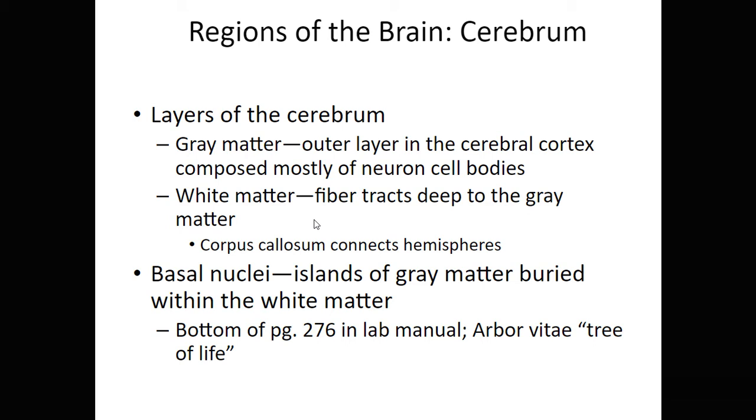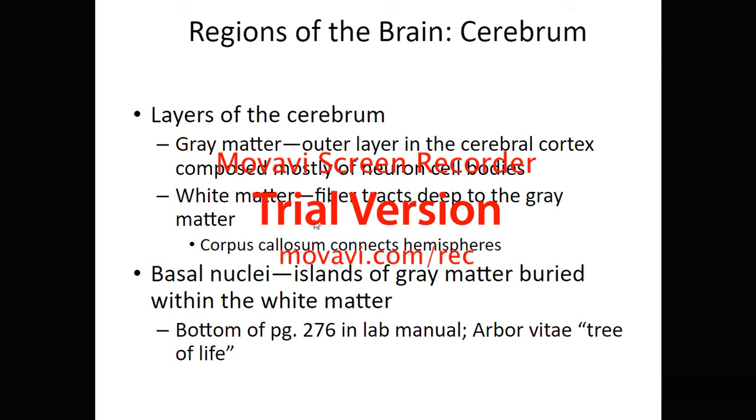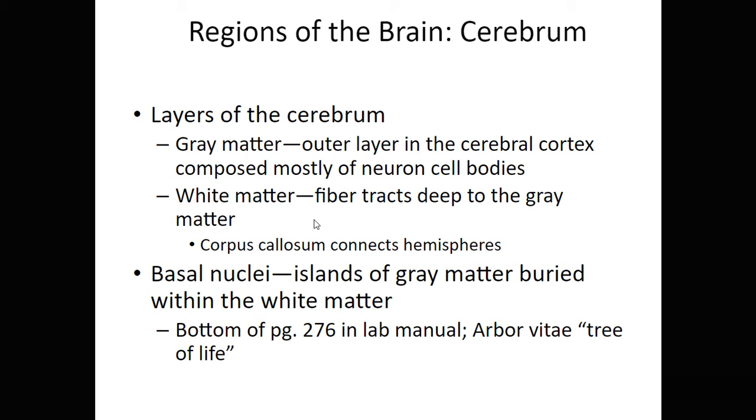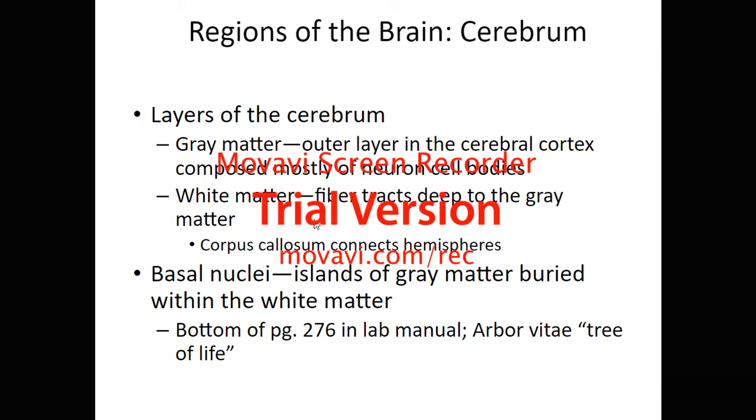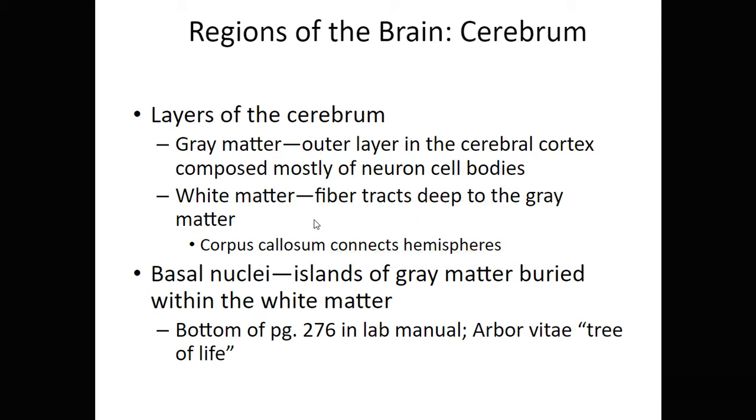So again, you have the gray matter, which has neuron cell bodies, but those aren't the only place that you can find neuron cell bodies. Deep within the cerebrum, even deeper within the white matter, you can have what's called basal nuclei. You can think of those as islands of gray matter buried down within the white matter. So these are also cell bodies, but they're buried deeper down within the white matter.